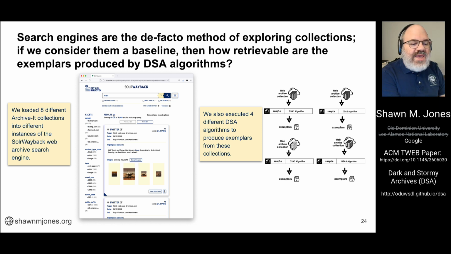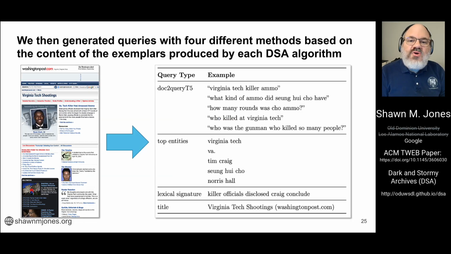So we loaded 8 different archived collections into different instances of Solr Wayback, which is a search engine that is designed specifically for web archives. And then we also executed our 4 different DSA algorithms to produce exemplars from these collections. And we then generated queries with 4 different methods based on the content of these exemplars.